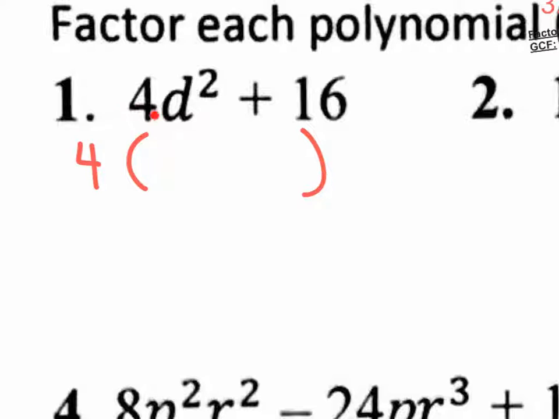In other words, 4 times what would get you back to a 4d squared? Well, that would be a 1d squared. Again, 4 times 1 is 4, and the d squared's up there. So 4 times 1d is 4d squared. And then you say 4 times what gets you back to the 16? 4 times 4 gets you back to the 16. And ladies and gentlemen, this is what you call factoring out the GCF. What's the GCF? 4 was the GCF. That's what we pulled out.